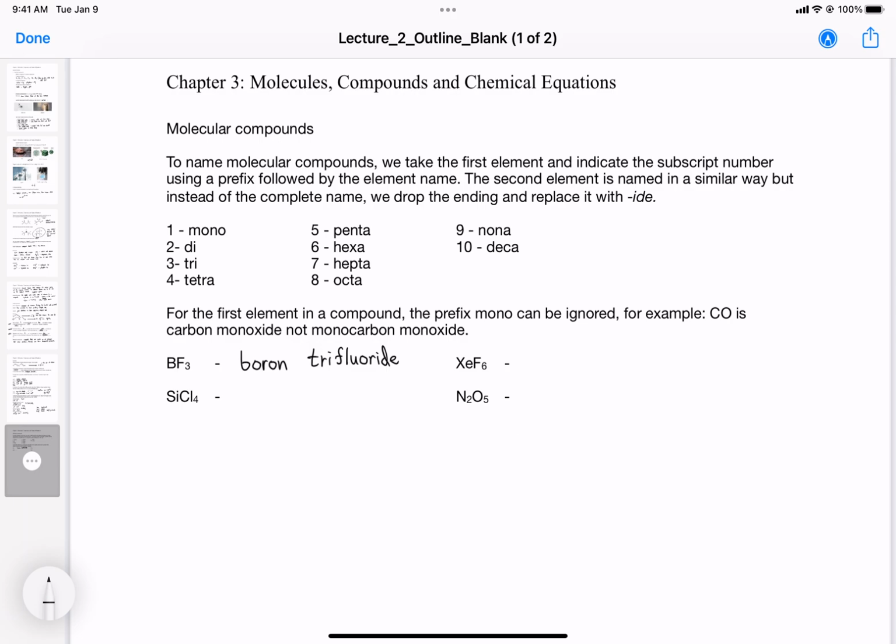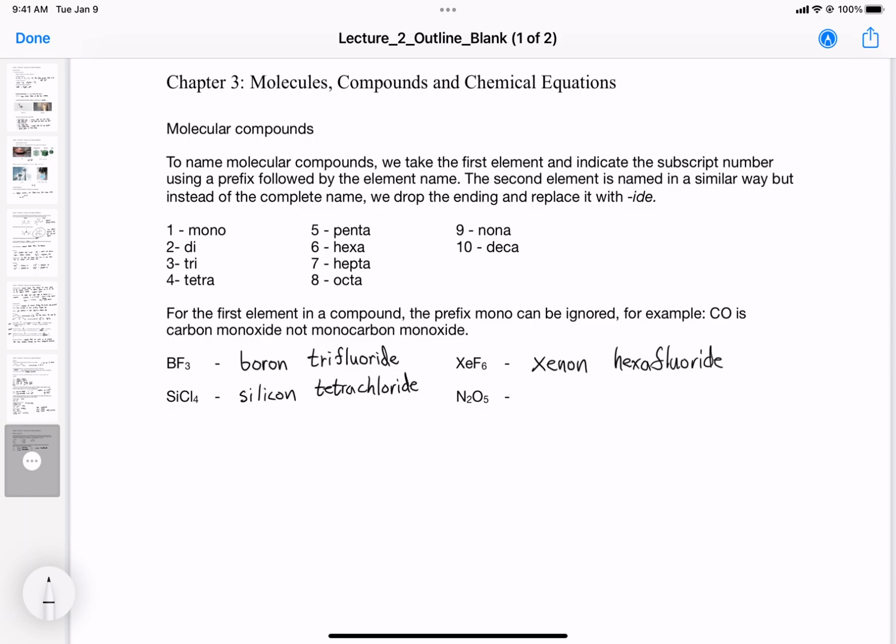Okay. Here we have silicon. Again, you don't need to put the mono here. Silicon, tetra for 4, chloride. Okay. XeF6 is xenon, a noble gas. Xenon hexafluoride. So it looks pretty straightforward.